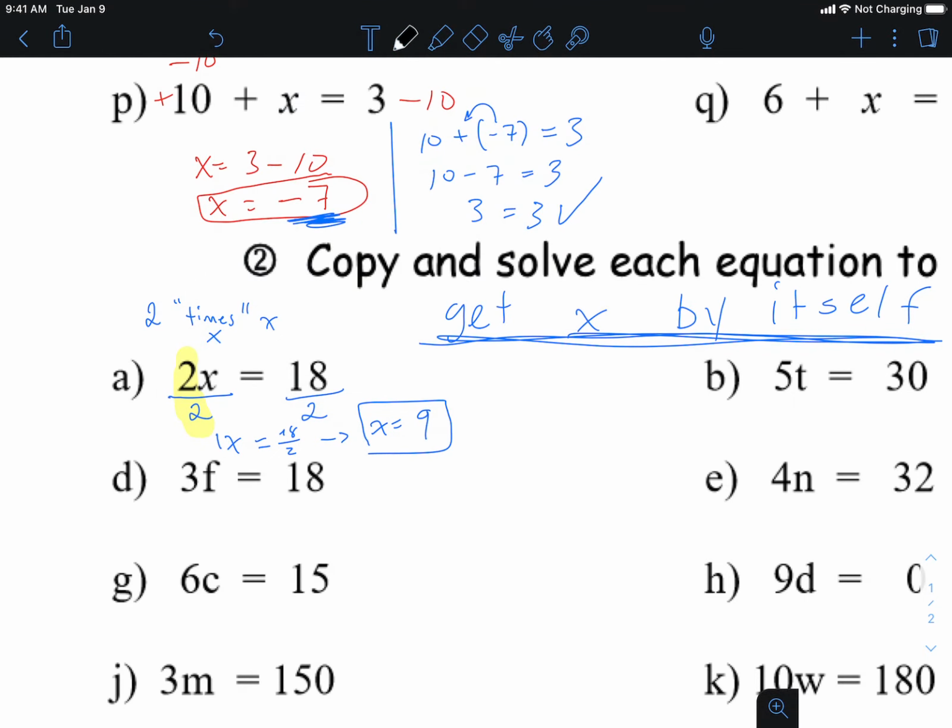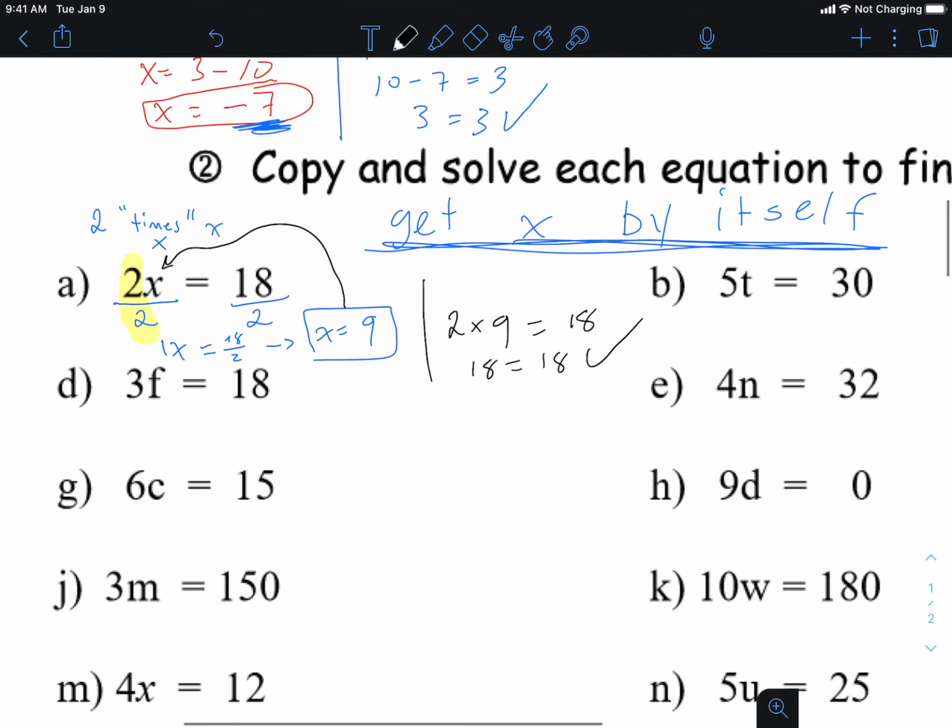Hey, how do I know if this is right? Take 2 and times it by 9. I'm plugging it back in here, right? So what is 2 times 9? It had better equal 18. 18 equals 18. We're right. Wow, that's crazy, bro. All right. We want to do another one?